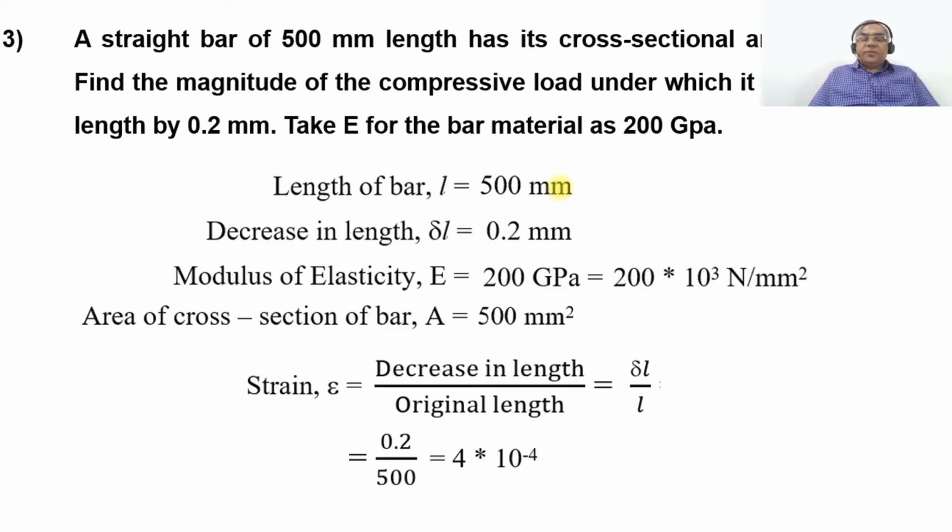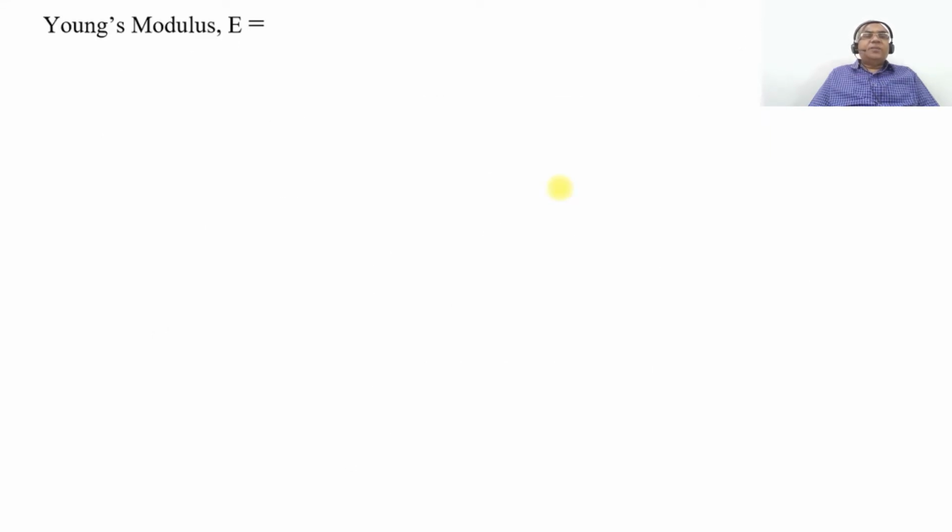Then we know the strain, we know the Young's modulus, so we can directly find out the stress. So what is Young's modulus? Young's modulus is given by E, which will be equal to stress by strain, which is equal to sigma by epsilon. Substituting the value of Young's modulus as 200 into 10 to the power of 3 equals the stress, which we need to find out, divided by the strain, which is 4 into 10 to the power of minus 4, which is the calculated value. So on cross multiplication, you are going to get the value of stress as sigma equals 80 Newton per mm square.